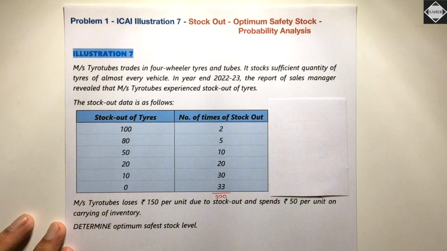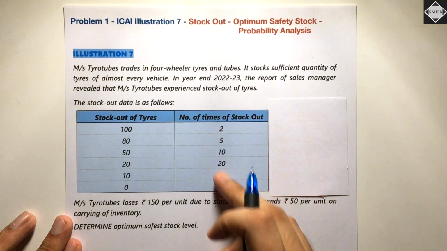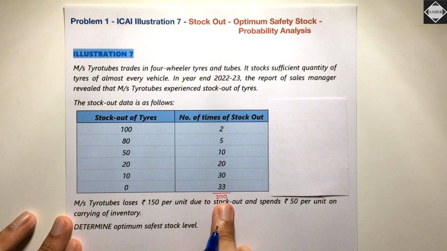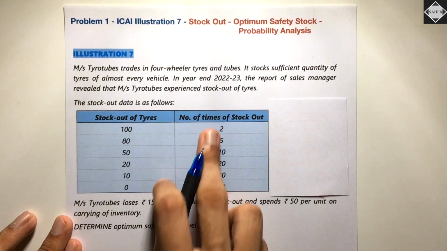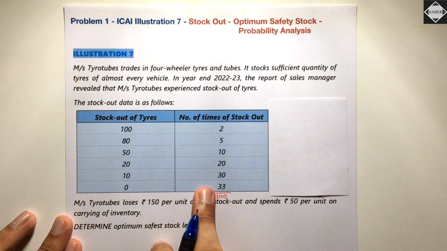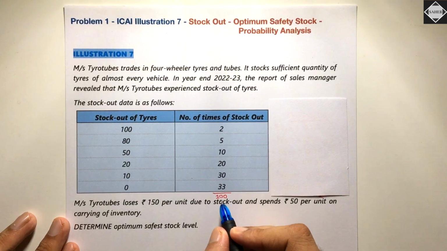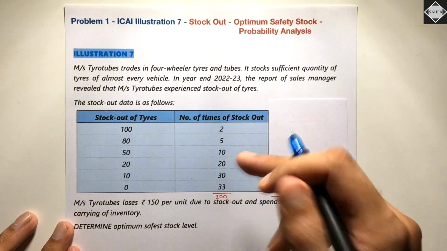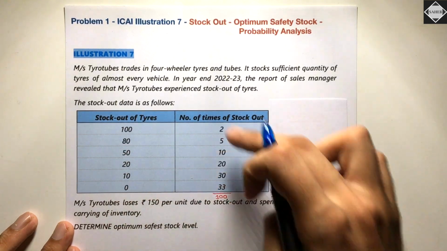So what we do is, we add up all of this, the number of times. We add up all of that, and that comes out to be 100: 2 plus 5 plus 10 plus 20 plus 30 plus 33 comes out to be 100. Then we take the probability of the number of times these scenarios have happened.